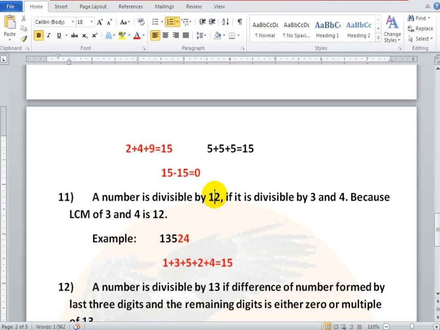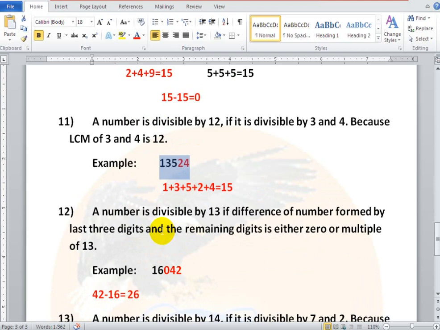Now the case is number 12. A number is divisible by 12 if it is divisible by 3 as well as 4. In this case, you should notice that this complete number 1, 3, 5, 2, 4 is divisible by 4 because the rightmost 2-digit number is divisible by 4. And if you calculate the sum of the digits, 1 plus 3, 4 plus 5, 9, 9 plus 2, 11, 11 plus 4, 15. So this number is also divisible by 3. Therefore, because this number passes the divisibility test of 4 as well as 3, and the LCM of 4 and 3 is 12, this complete number is divisible by 12.